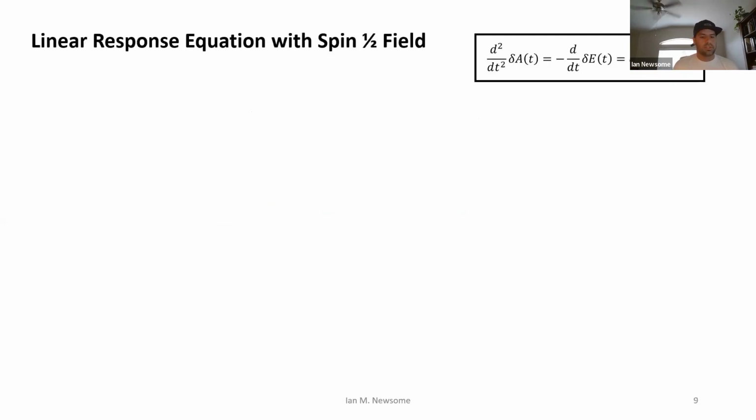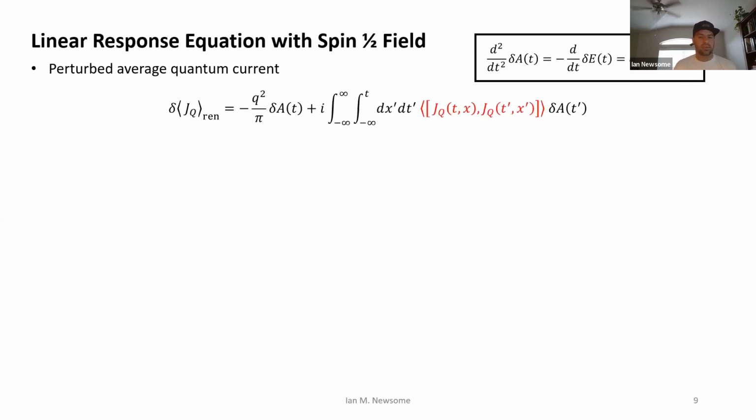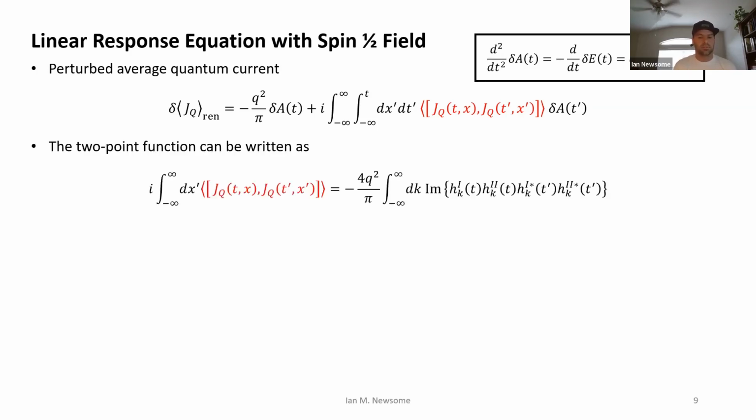So now the linear response equation, which I have again boxed in the top right, again involves a perturbation of an expectation value. And the expression for the perturbed current expectation value is given by the following. We can see the usual space-time integral over the commutator discussed generally on the previous slide, but the other term, the first delta A of t piece, originates from the renormalization of the current expectation value using the standard WKB regularization method. The spatial integral of the correlation function can be expressed in the following way, where under the mode integral, we have the imaginary piece of a product of the H1 and H2 mode functions at different times t and t prime.